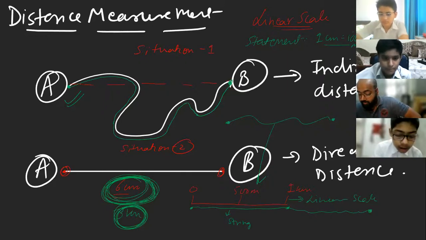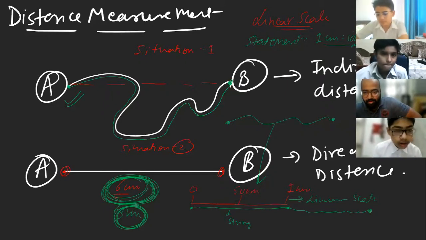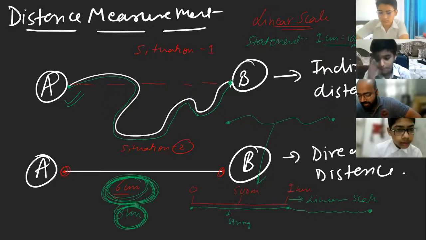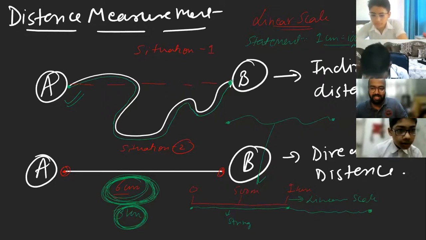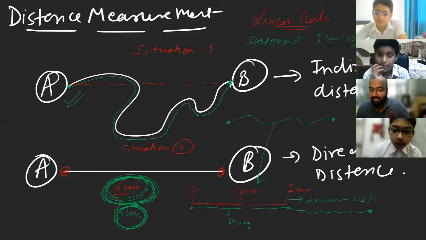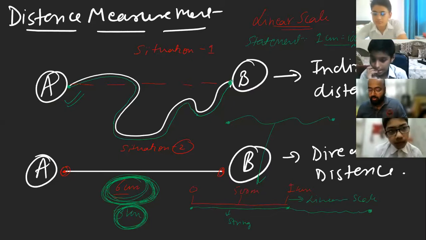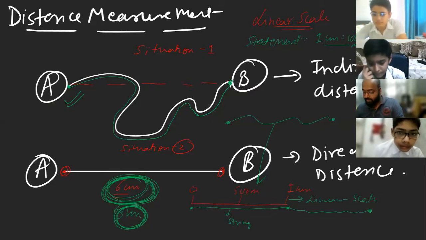Conventional signs and symbols. We have already done conventional signs and symbols in class 6, so there is nothing to explain. These are symbols which have specified meanings and are internationally accepted.